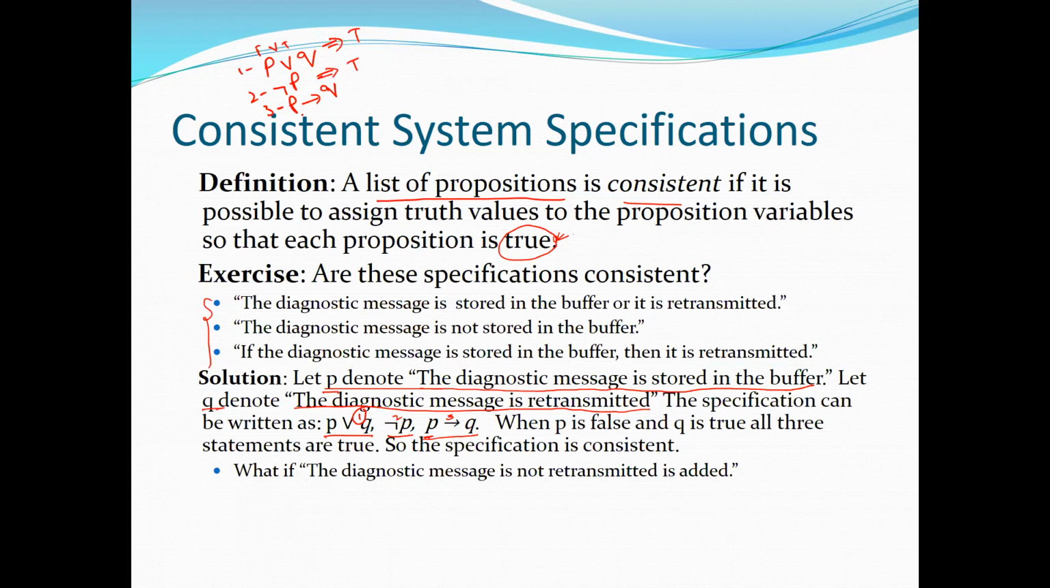And if P is false, Q is true. So we already know the truth table of the implication. False implies true will always result in true, right? So all of these three statements are consistent if the value of P is false. So when P is false and Q is true, all three statements are true, so the specification is consistent. If any one of them becomes false, the specification is not consistent.